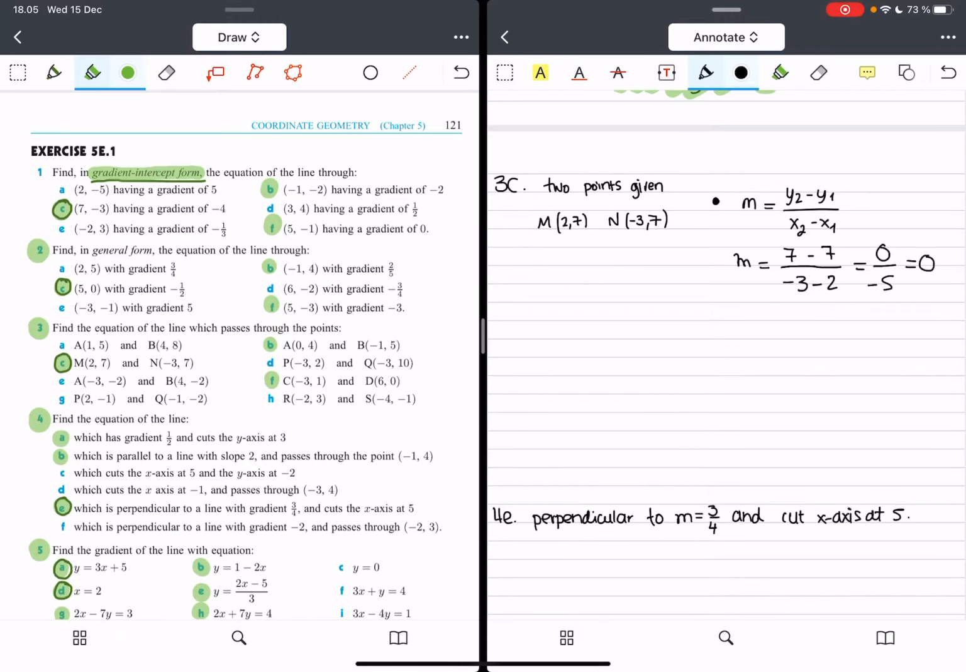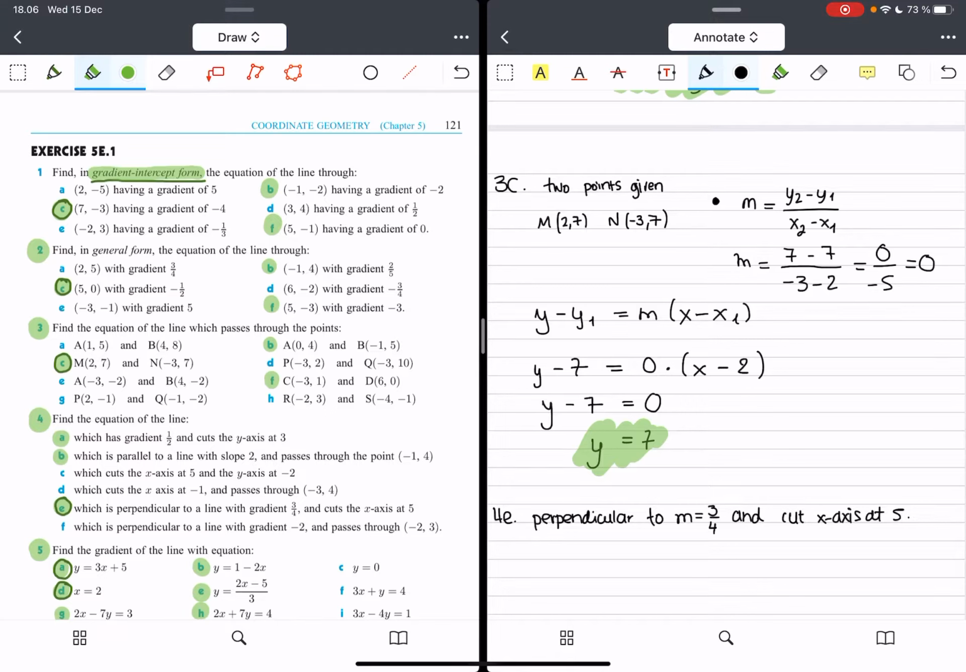Once you find the gradient yourself, then you use it to substitute the value of the gradient in the formula. In this case, you can choose whichever point. So let's choose the first one. Y minus 7 equals 0 times x minus 2. So y minus 7 is 0, and therefore y is 7. That's a totally fine equation of a line.